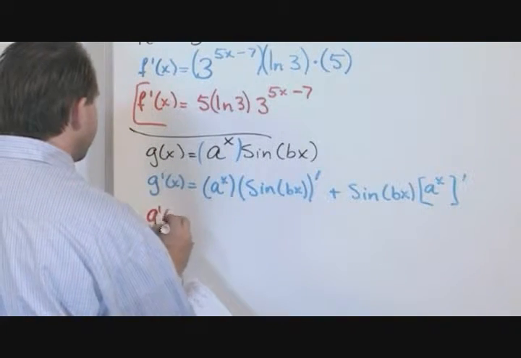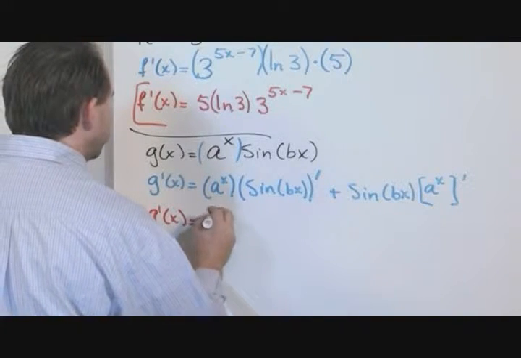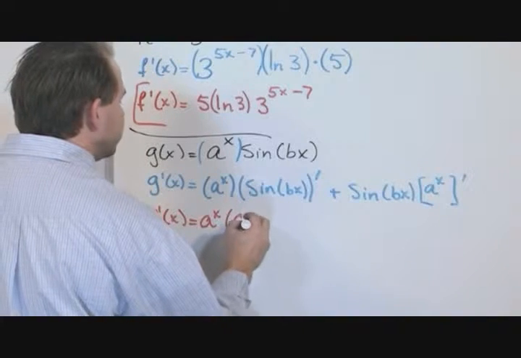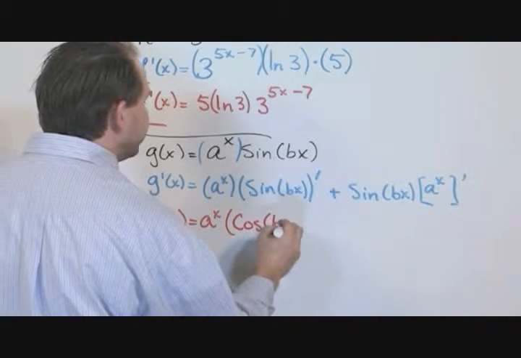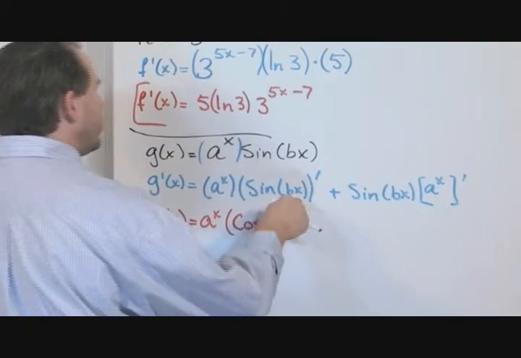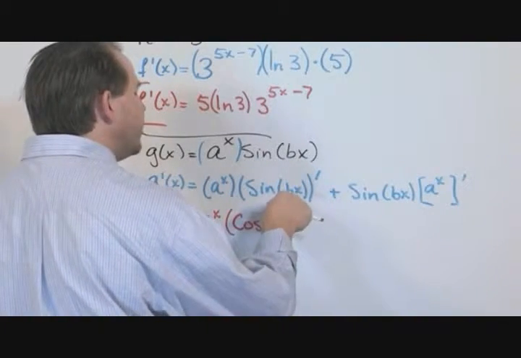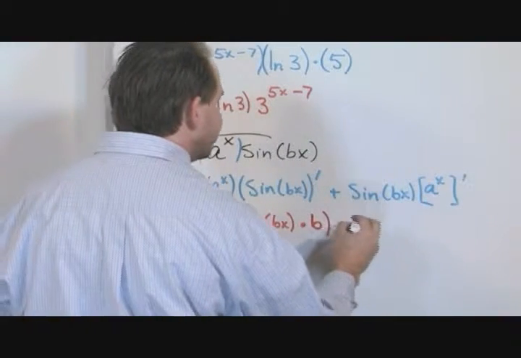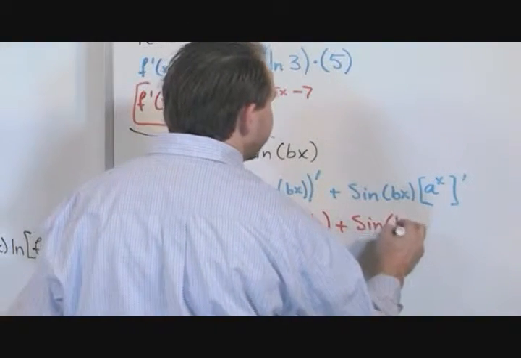So let's go ahead and take these derivatives. G prime of x is equal to a to the x. What is the derivative of this? Derivative of sine is cosine. We keep the argument the same, bx, but we have to multiply by the derivative of the inside. So this is a constant, it's a number in front of x, so it's just going to be b, that's its derivative, plus the sine of bx.